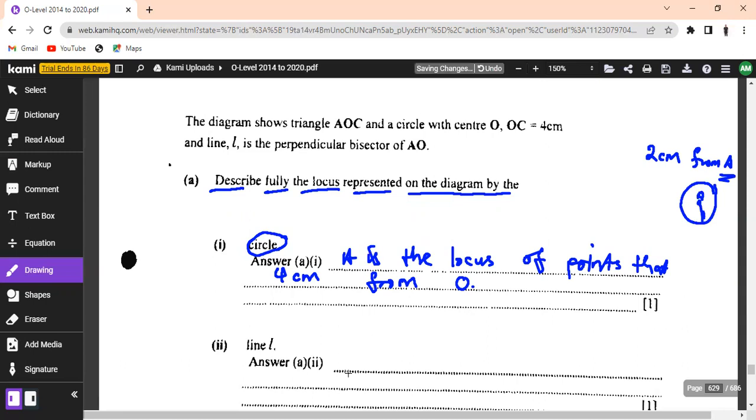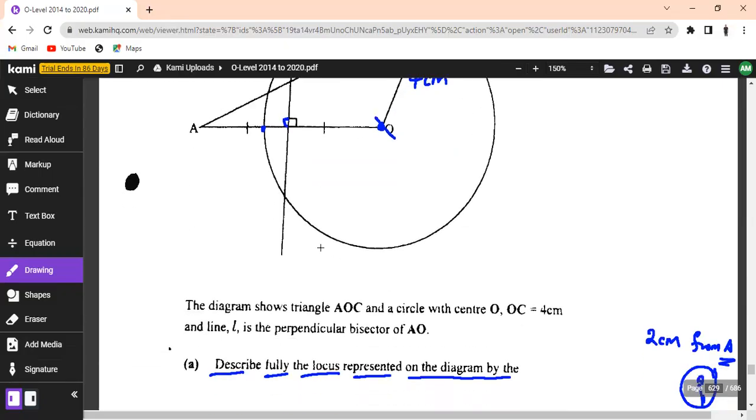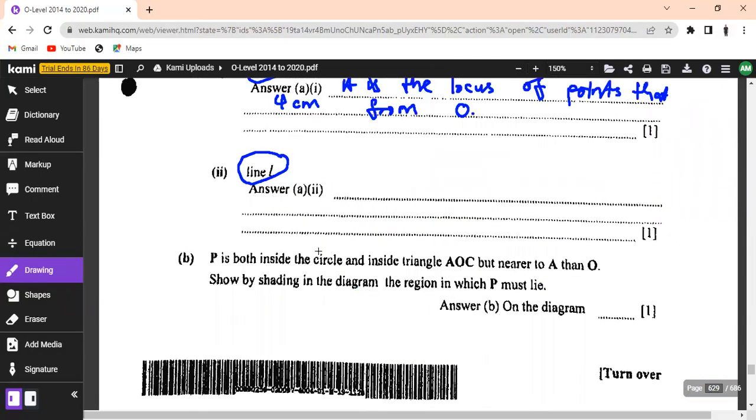What about the line L? We want to see the locus which represents line L. Line L here is this one, which is a perpendicular bisector. It bisects what? From our locus, we know that it is the locus of points equidistant from A to B. So the line L is simply the locus of points equidistant from A to B.